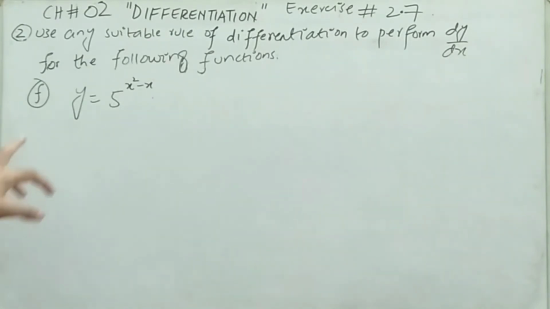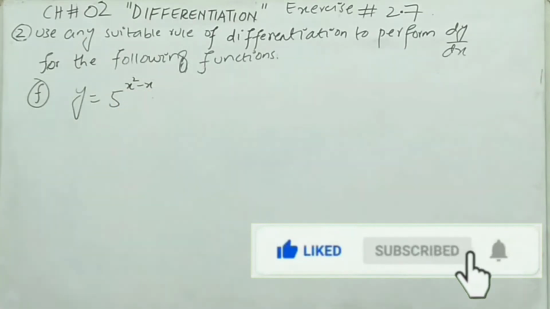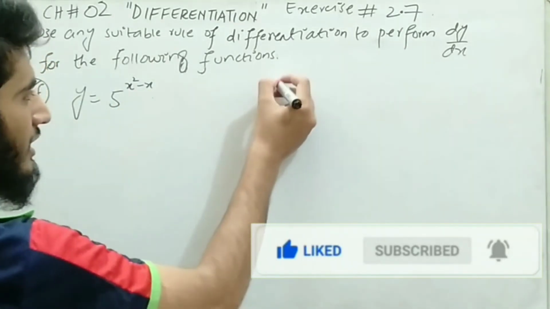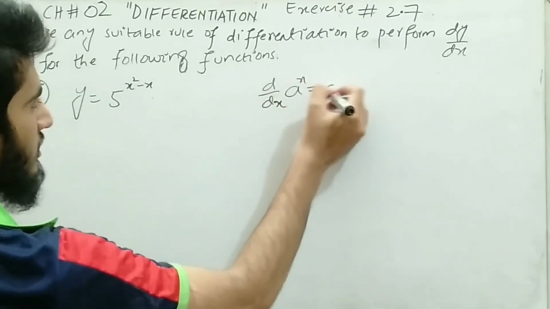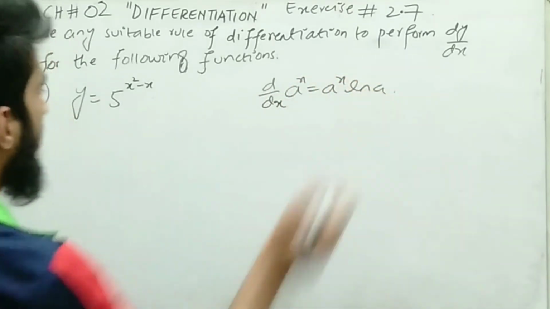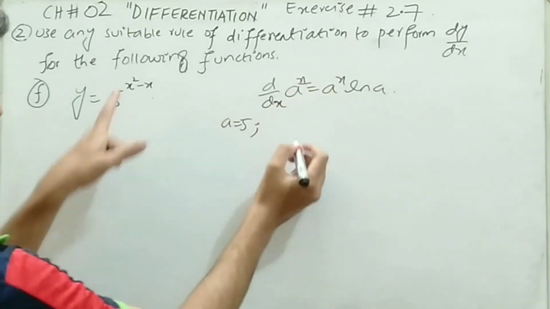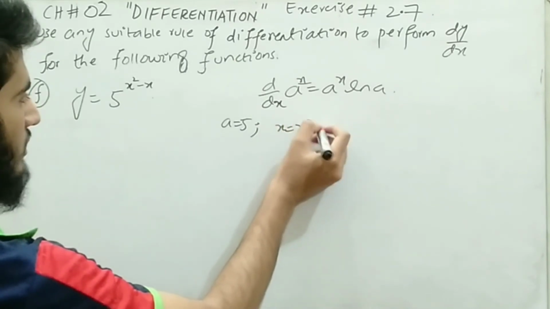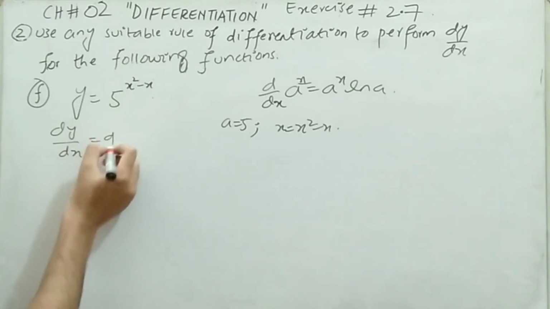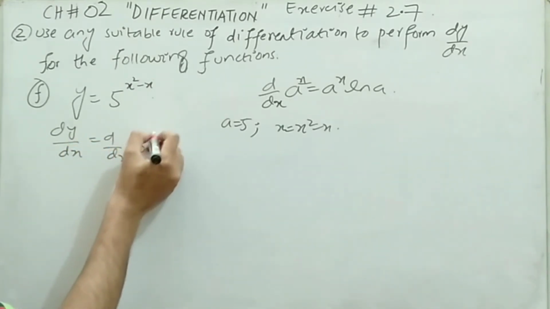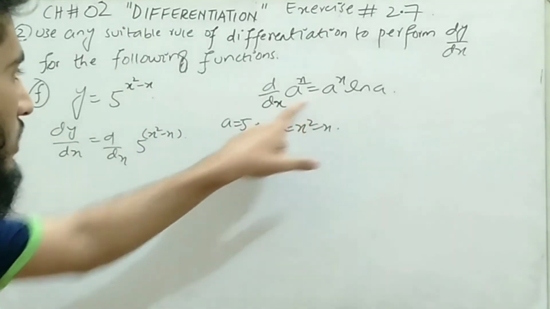Now move to the last part, part number f of question number 2. It is that y is equal to pi power x square minus x, find the derivative of this function. You already learned in part number a of question number 2 that the derivative of a power x is always equal to a power x ln of a. Over here a is pi, so a is equal to pi, and the power x is actually equal to x square minus x. So taking the derivative on both sides, dy by dx will be equal to d by dx of pi power x square minus x. Now putting the values in this formula, we will get the required result.